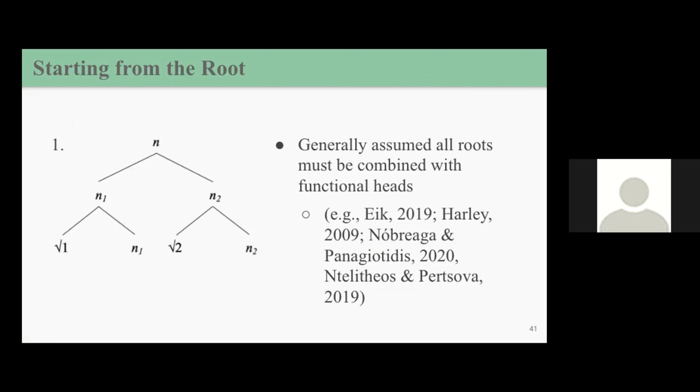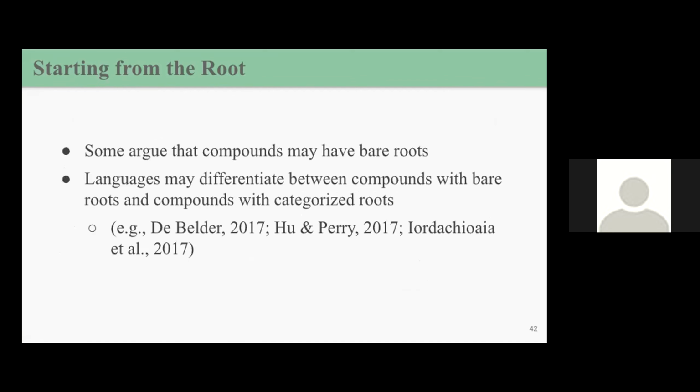So lots of people just assume that both heads have to be categorized, but not everybody does. Some say that you can just have compounds with bare roots, and quite a few people also say that languages also differentiate between compounds with bare roots and compounds with categorized roots. De Belder was looking at Dutch compounds, we were looking at Chinese compounds, and Gorodkiolaya et al. were looking at Greek compounds, and they all posit that at least one element is bare.